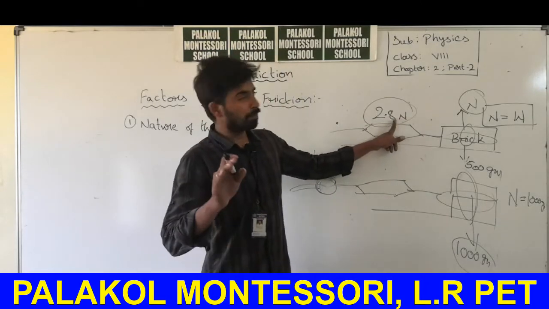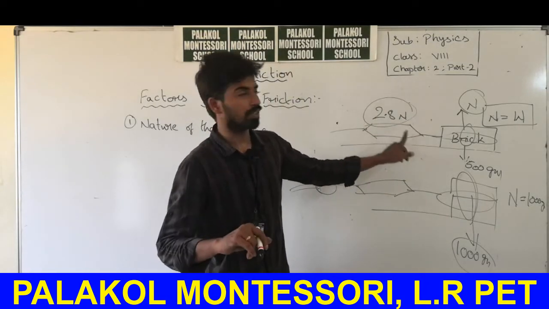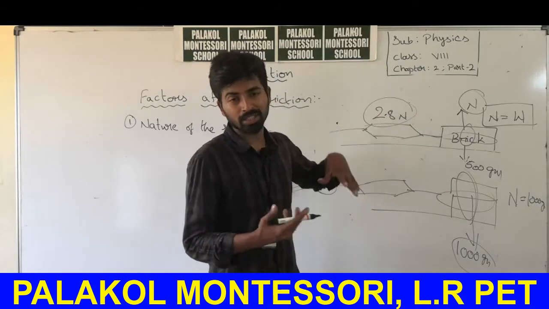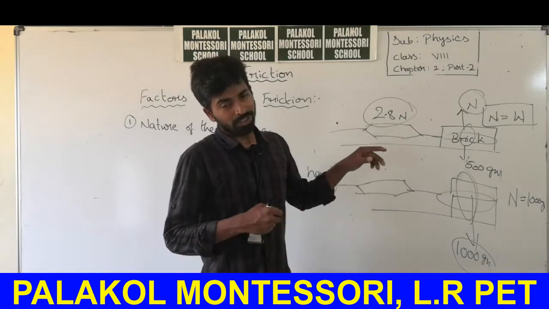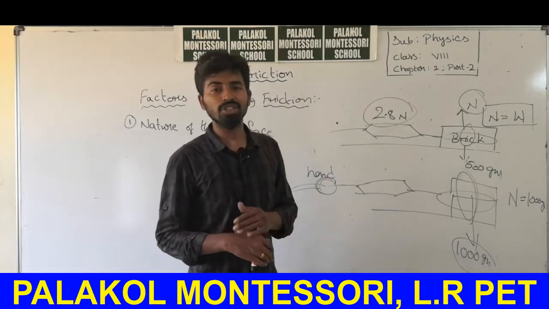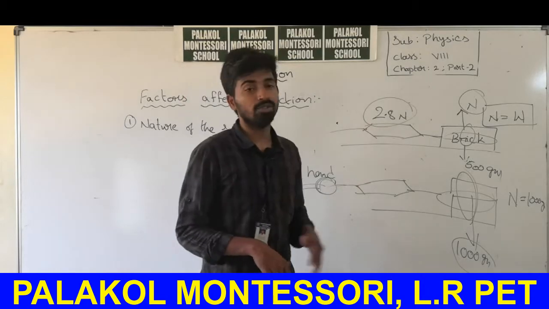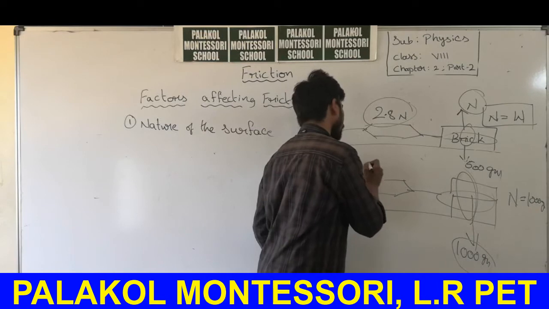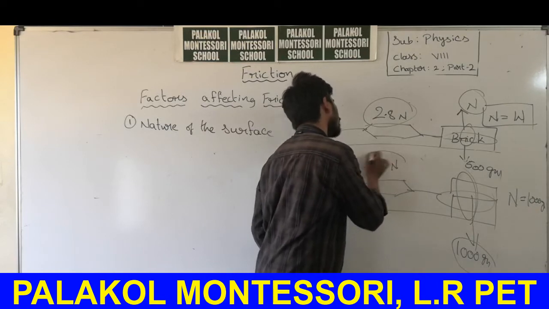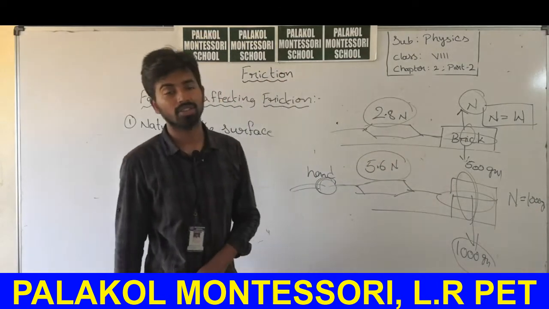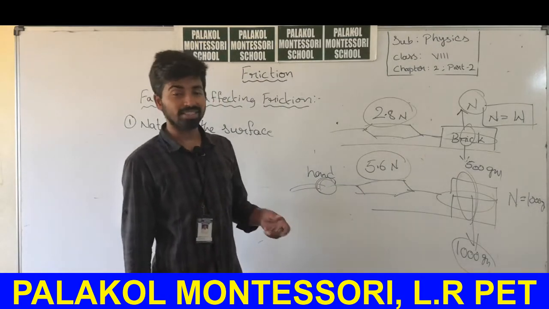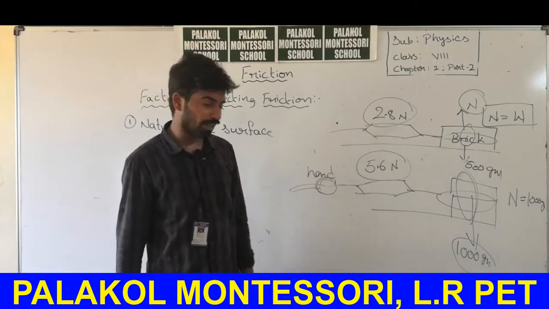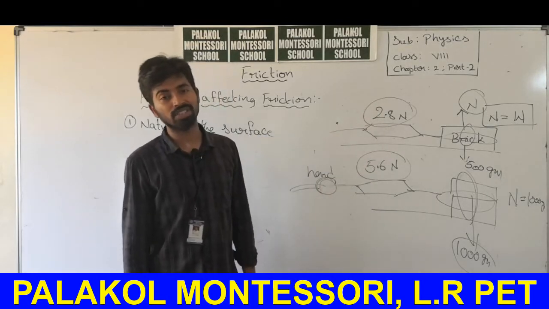Here, if you apply 2.5 newtons of force, the brick does not move. If you apply 2.8, I was just taking this as an example value only, this 2.8 newtons of force makes the brick move. So, this is the starting force. If you apply 5.6 newtons of force, then the two bricks start moving. So, what was the result here? Here the frictional force value is 2.8, here the frictional force is 5.6.